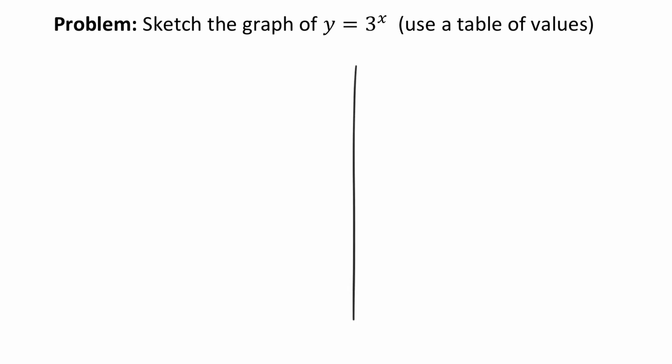All right, so again, we're going to use a table of values. So we can just do them right on the graph. 1, 2, negative 1, negative 2. 1, 2, 3, 4, 5, 6, 7, 8, 9. So when x is 0, y will be 1. When x is 1, y will be 3. When x is 2, y will be 9.